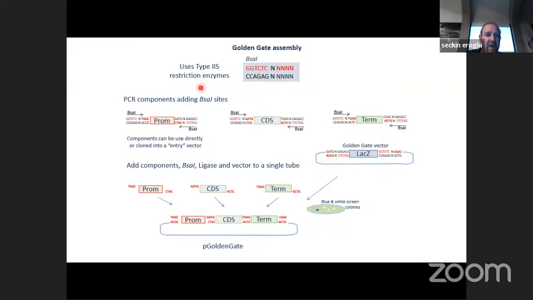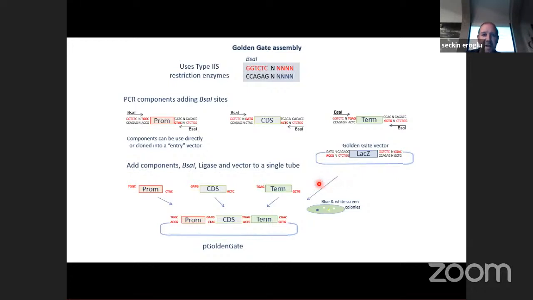So Golden Gate cloning is basically a one-pot cloning method, and you would have your promoter, your coding region, your terminator. You would put this together with your type 2S restriction enzyme, in this case BsaI, ligase, and an acceptor plasmid, such as this Golden Gate vector here, which has the LacZ for blue and white screening. The tube then goes into basically a PCR machine. It goes through rounds of 37 and 16, so cutting the DNA, ligating the DNA.